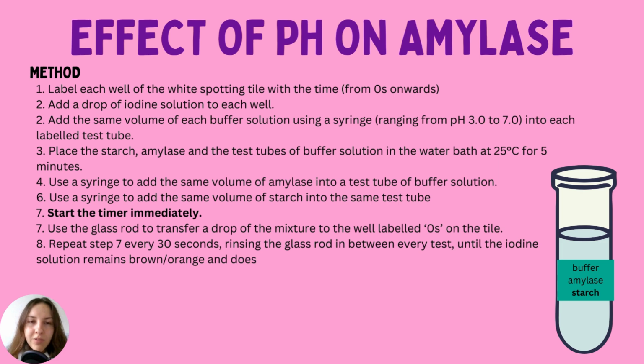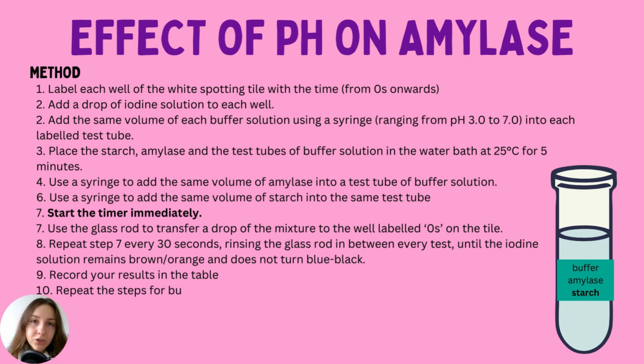You want to add a drop of iodine into each of the wells to help you determine if the starch has been broken down. You then want to add the same volume of the buffer solution into a labeled test tube. And like I said, you're going to be using a range of solutions, possibly 3 or 4 different types of buffers or different levels of pH. I've gone for a neutral and I've also gone for some acidic pHs, but in this case, I didn't do alkali ones. You could always do that as well. It's up to you and your teachers.